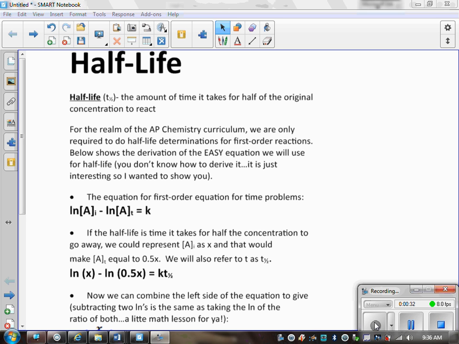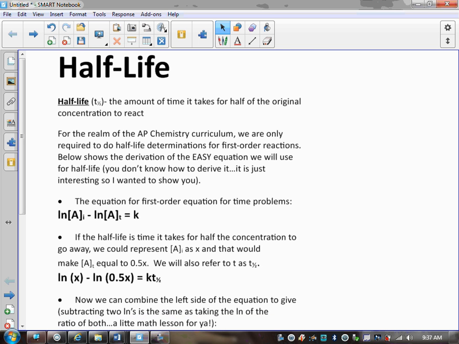And you can see the symbol we use for half-life is a T with a little half symbol as a subscript. Okay, so it's a T with a little subscript, like so. And that symbol means the following. Half-life is the amount of time it takes for half of the original initial concentration to react, to go away. So it's a really specific scenario of how much time does it take for half to decrease.